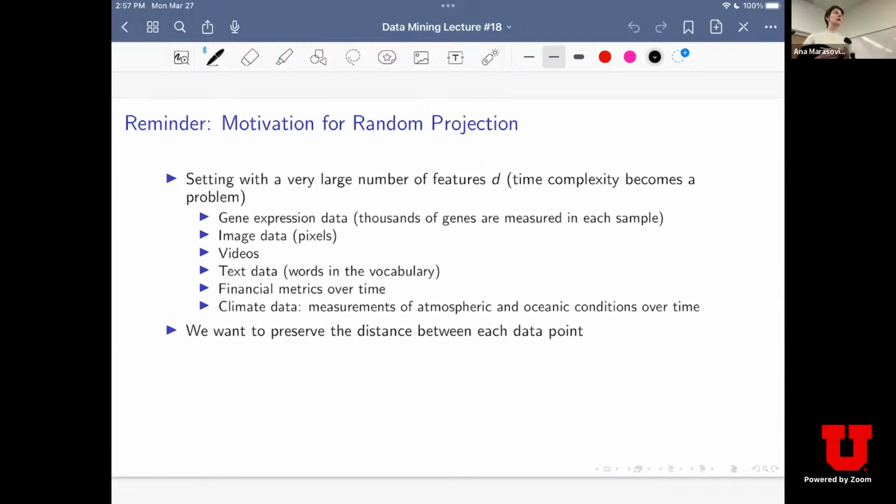In terms of what kind of problems fit that criterion, there are many of them. As I mentioned last time, you can have some kind of gene expression data where each column is some gene, and you might have thousands of them. You might work with images. We have seen one example when I tried to show you the best rank K approximation of an image with a cat, and there we had 3,000 pixels as the number of columns.